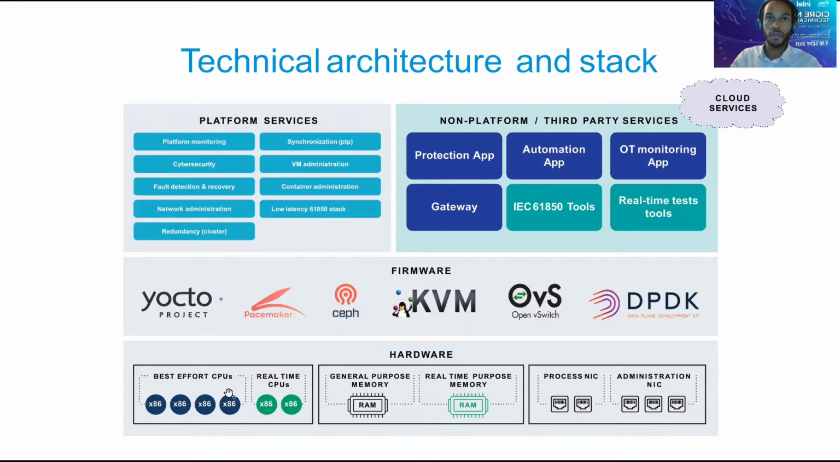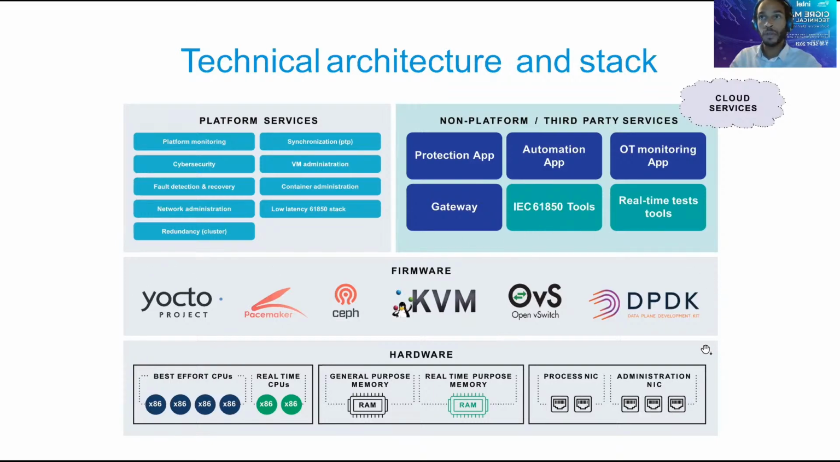So the first thing to be able to do is to split the hardware into best effort and real-time. So you will have dedicated CPUs for best effort like SCADA functions, and dedicated CPUs for real-time like protection. We'll do the same for the memory and the same for the network. So you have a part of the network that is critical, that can be the 61850 network, and you have a part that is more for administration. Okay, so this is the hardware part.